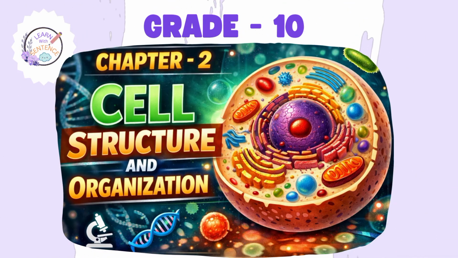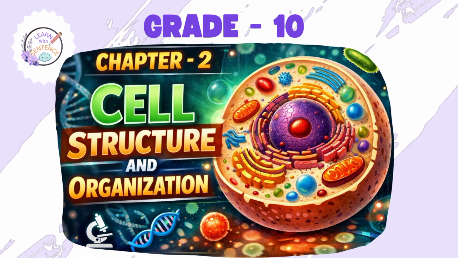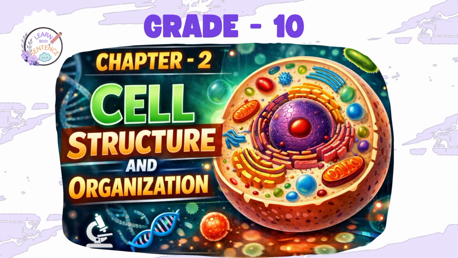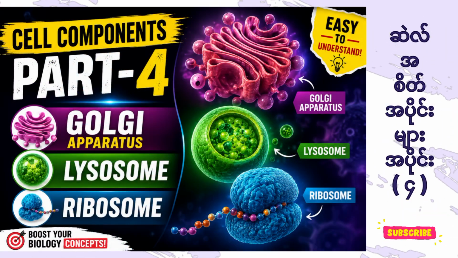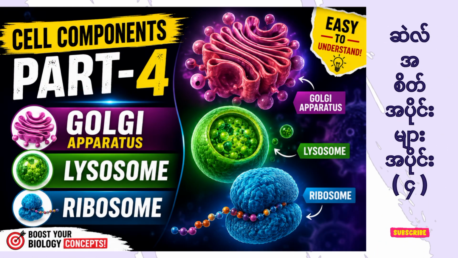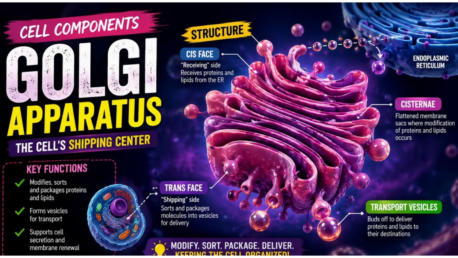Today we will learn Grade 10 Bio, Chapter 2, Cell Structure and Organization. Let's begin with the lesson. Cell Components, Part 4. Golgi apparatus.